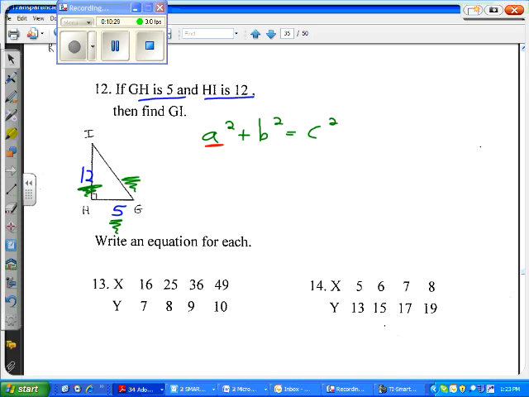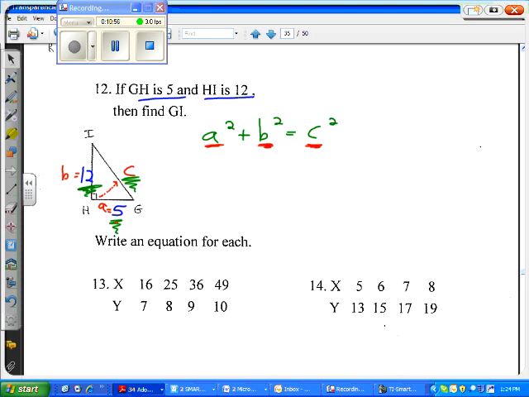The Pythagorean theorem says the area of the square at side A, given by A squared, plus the area of the square at side B, given by B squared, is equal to the area of the square at side C, given by C squared. It really doesn't matter which one you make your A and your B, but it does matter which one you make your C. Your C is always the hypotenuse, the one across from the right angle.